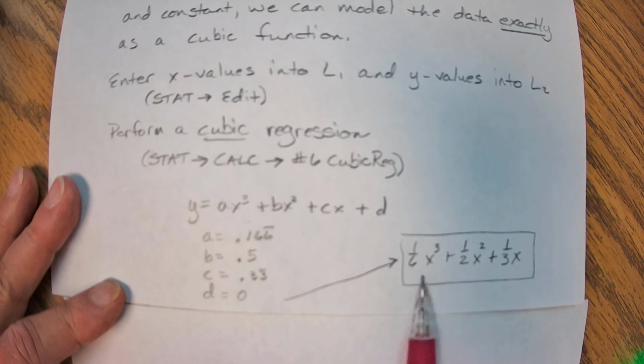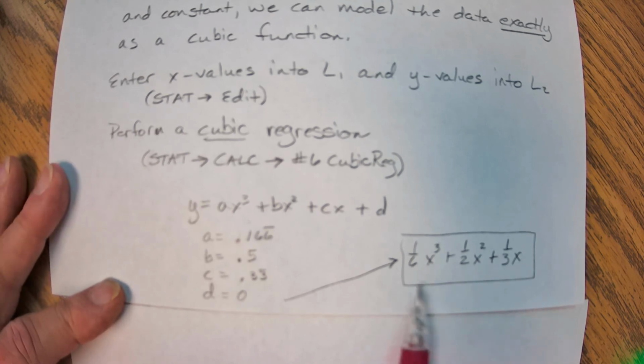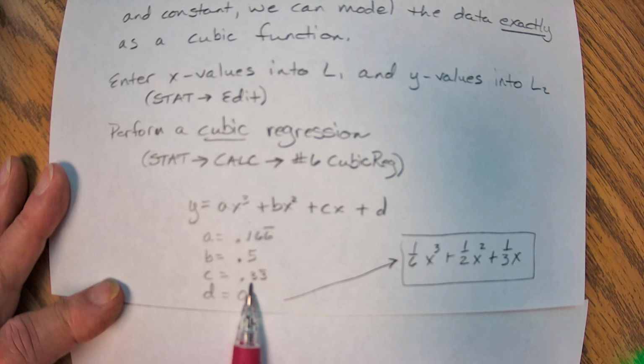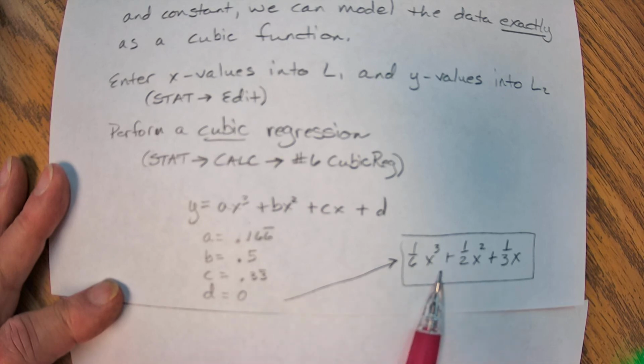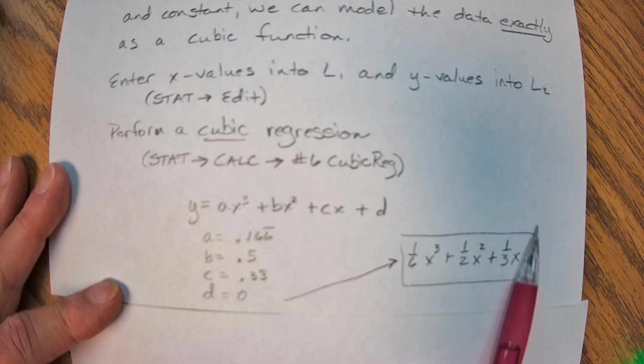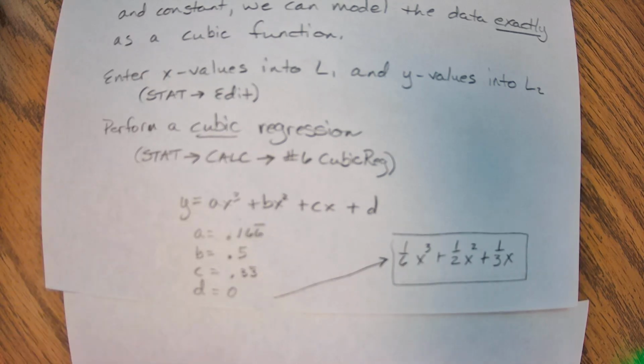So I really prefer fractional coefficients, and I know that this decimal right here is really 1/6. I know that 0.5 is 1/2, and I know that 0.3 repeating is 1/3. There is no constant term because in this case our constant term is 0. So the cubic regression on this set of data is right here. And that's how you use the calculator to do that. And that is it for chapter 4.